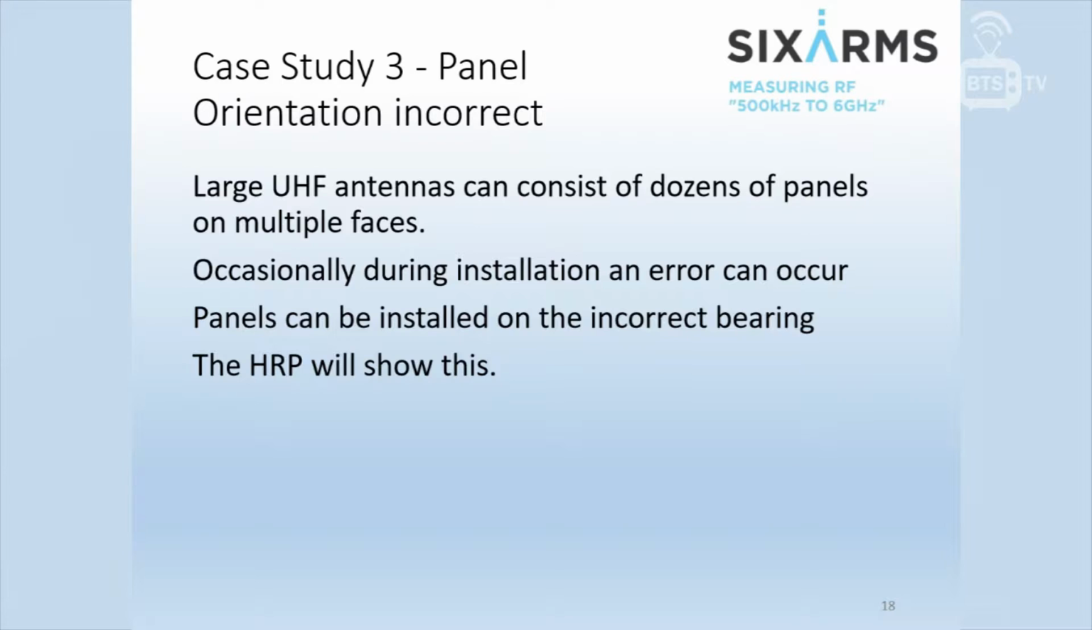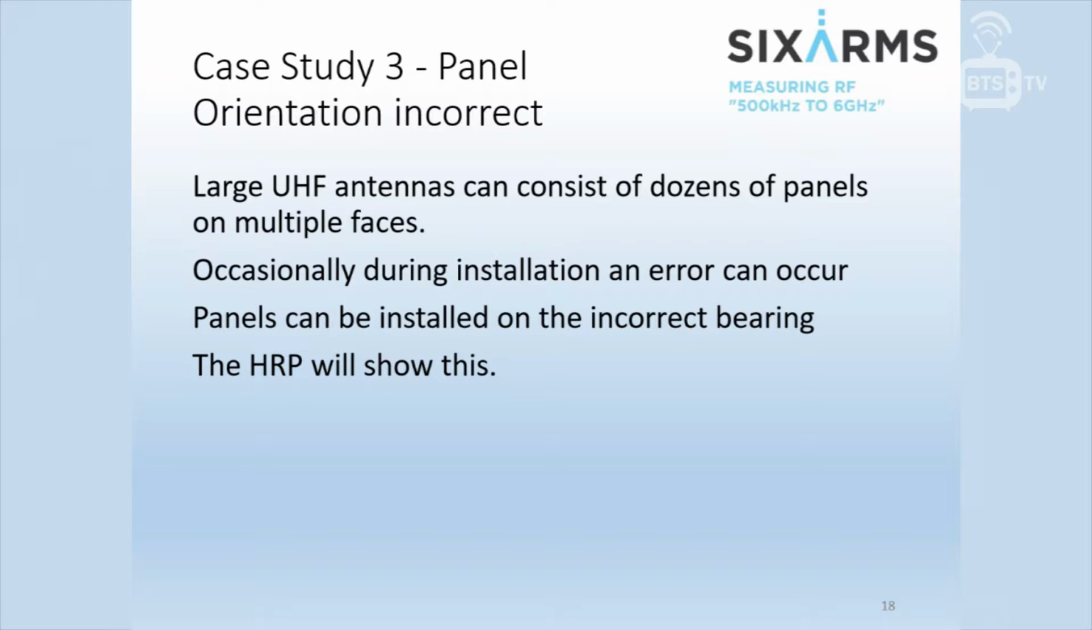Case study 3, this is where we got a panel orientated incorrectly. So again, dozens of panels sitting there. Occasionally during installation we might have an error, it does happen. And panels can be installed on the incorrect bearing, and the HRP will actually pick this up.